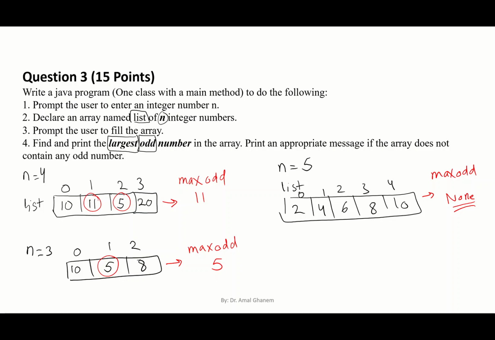So the steps we have to follow are, first of all, ask the user for a number n. Create the array, and then ask the user for values. Then find the maximum odd number. In case there is no odd number, output a message. So let's write it step by step. We will write each step, compile it, check the result, and then continue. So let's move.